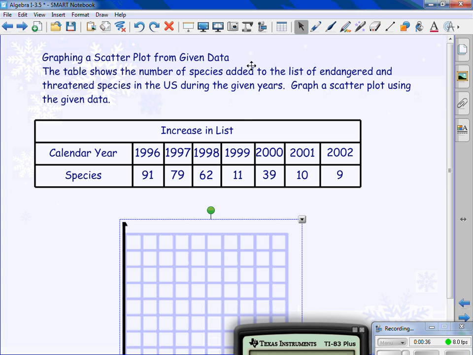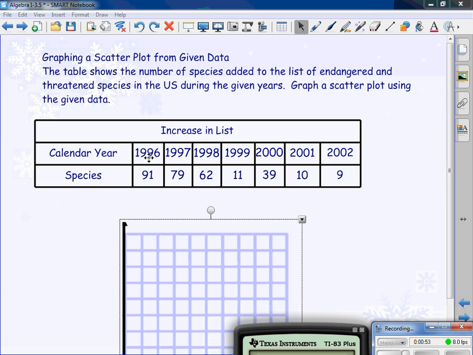Is this big enough? The table shows the number of species added to the list of endangered and threatened species in the United States during the given years. We're going to graph a scatter plot using the given data. That's what you see here.